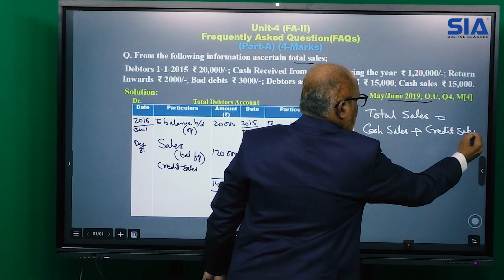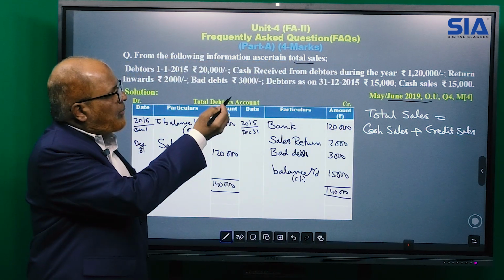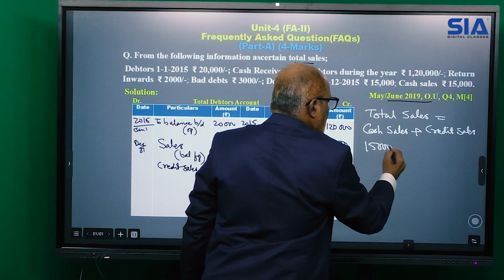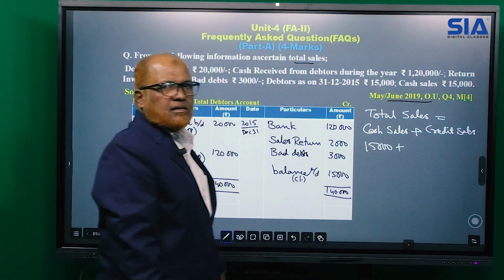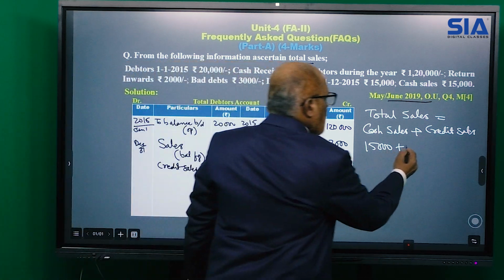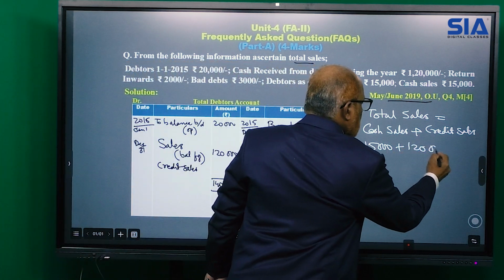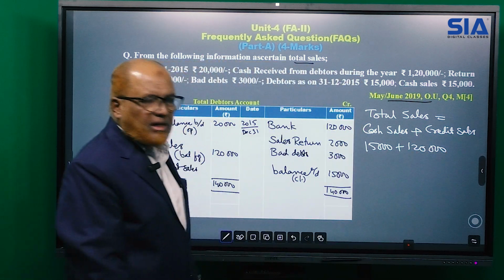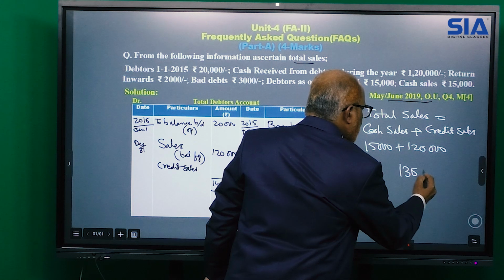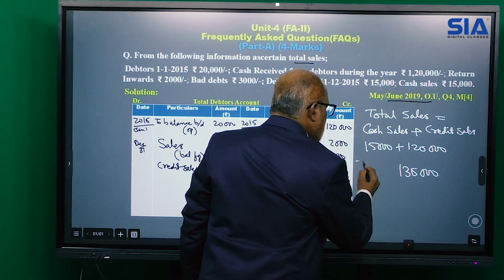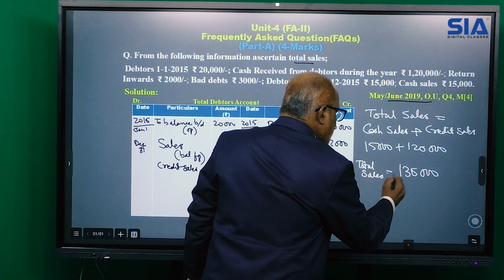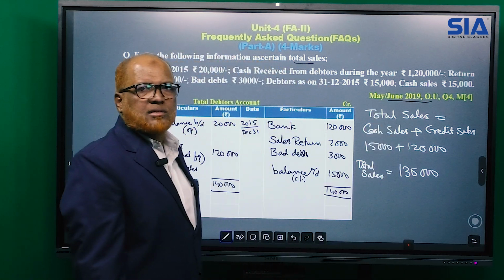Cash sales we can get from the cash account. In our problem it is already given. Cash sales are 15,000 plus credit sales. Credit sales, just now we calculated, are 1,20,000. So 1,20,000 plus 15,000 is 1,35,000. What is this 1,35,000? Total sales. That's what we had to calculate.